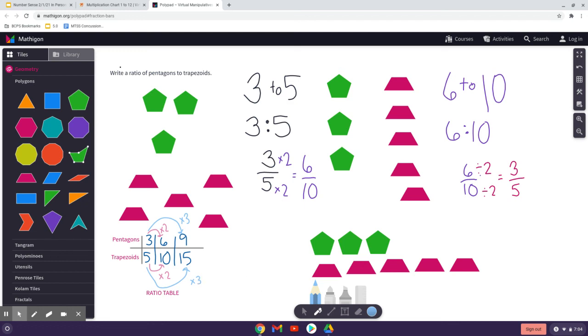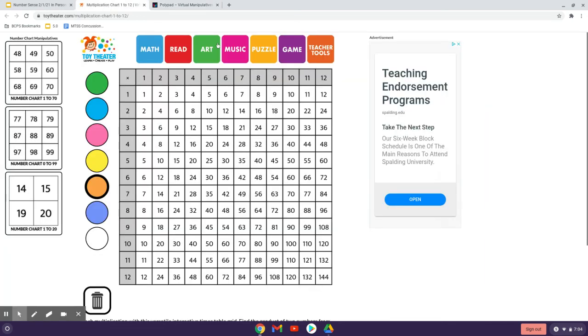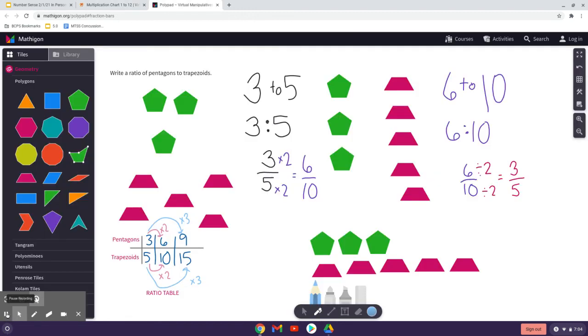Don't forget to utilize the multiplication chart here. I have posted that in your Google Classroom tools as well. And this is a wonderful tool because it gives you the exact multiples of each number. And it is very useful. It would be wise for you to watch this video.